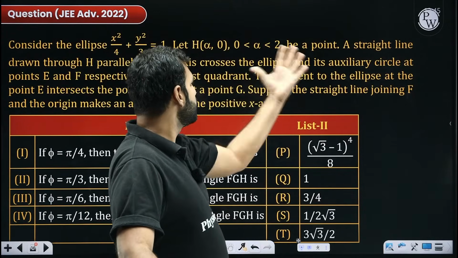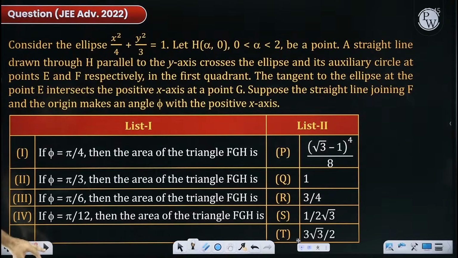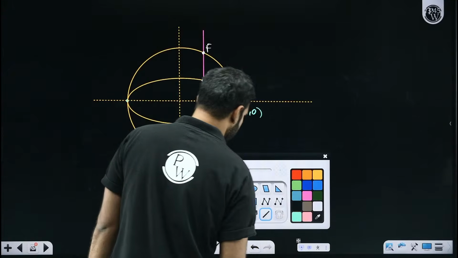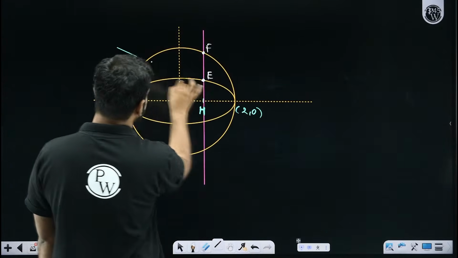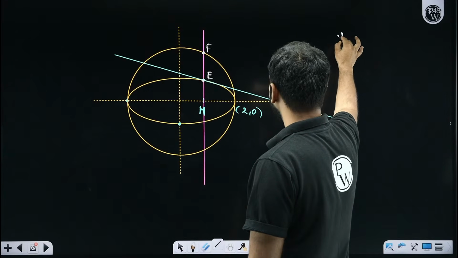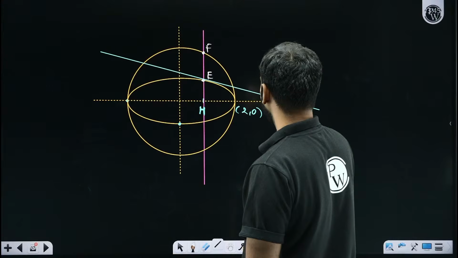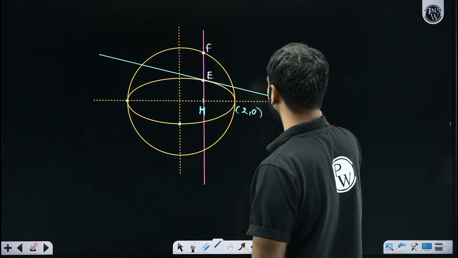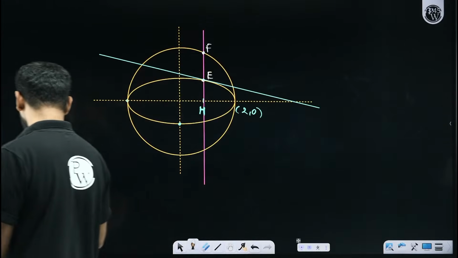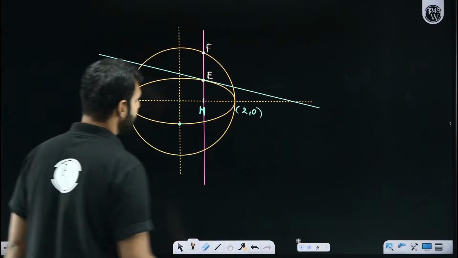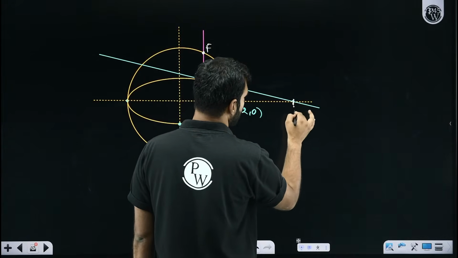The tangent to the ellipse at point E. So at point E, I'm drawing a tangent here to this ellipse. Let's say it is drawn somewhat like this. Let me rotate it a little so that it looks more like a tangent. So this is the tangent, right? They have told you that they are drawing a tangent to the ellipse at E and it intersects the x-axis at point G. So this point over here is G.